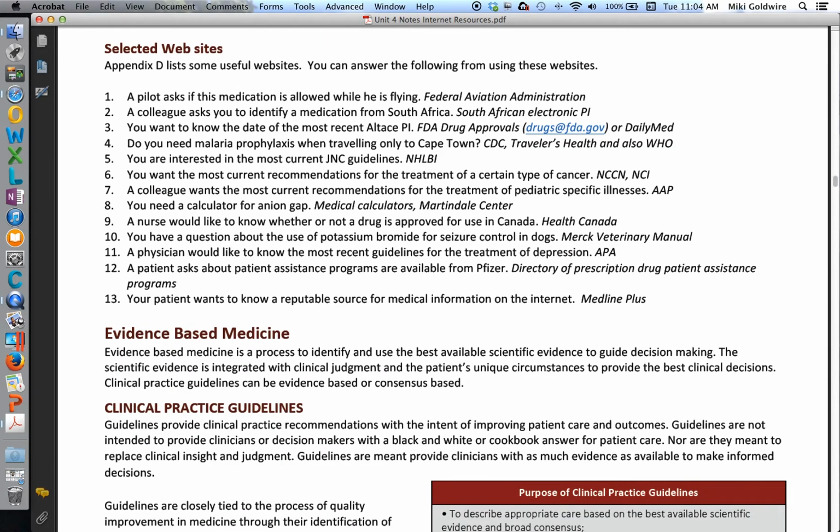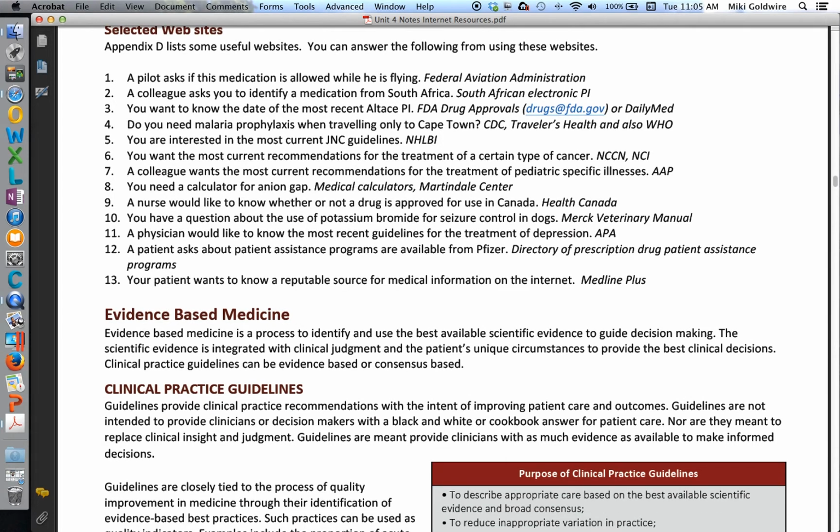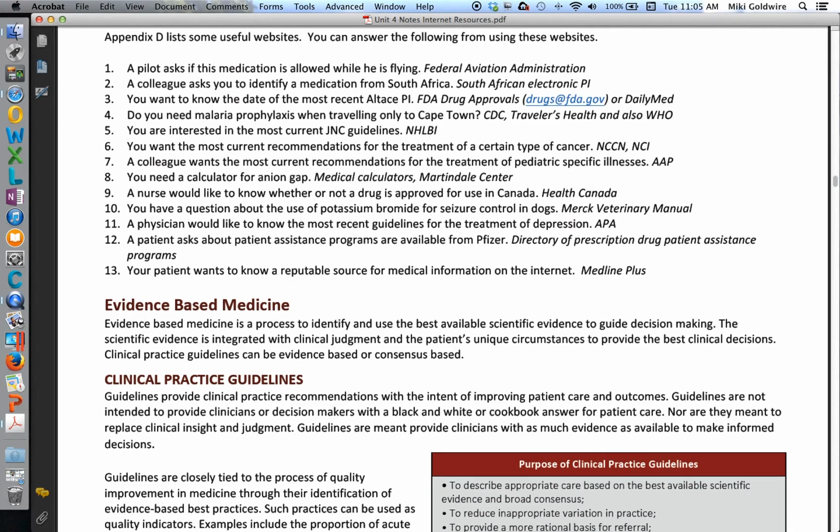Medical calculators. I like medical calculators, and the Martindale Center is excellent for a wide variety of calculators. I know a lot of you probably use Global RX, which is an okay site also. So you can take a look at these other websites. Again, they're in Appendix D. There's quite a few of them there, and it's just for your information.